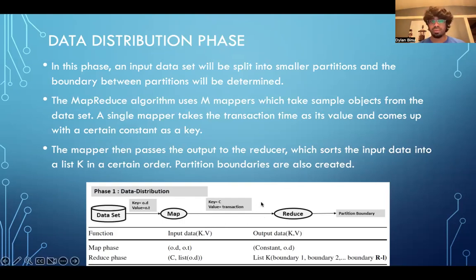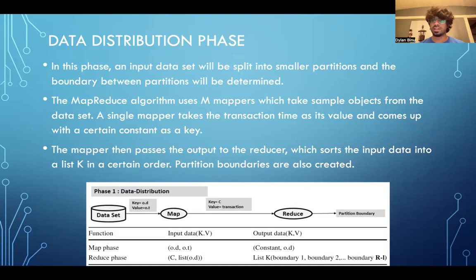And that output would be sent into the reducer. So the mapper, when it passes the output to the reducer, sorts the input data into a list K in a particular order. And this is where partition boundaries are created. So if you look down here, it takes this constant and list that is formed, and it comes up with a list K, after which it forms these partition boundaries. And these boundaries will be used for the next phase where the B plus trees are going to be constructed.